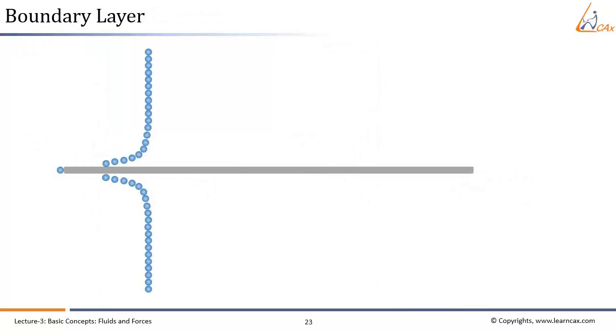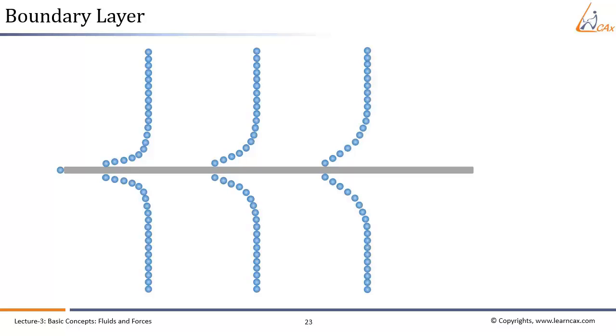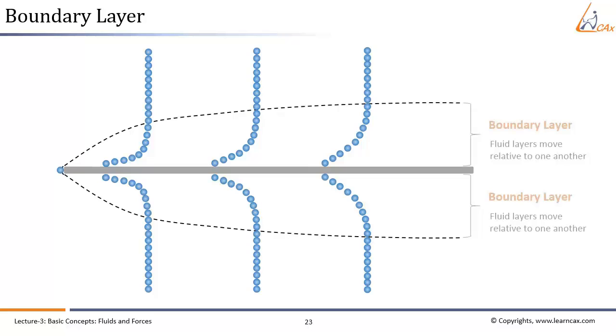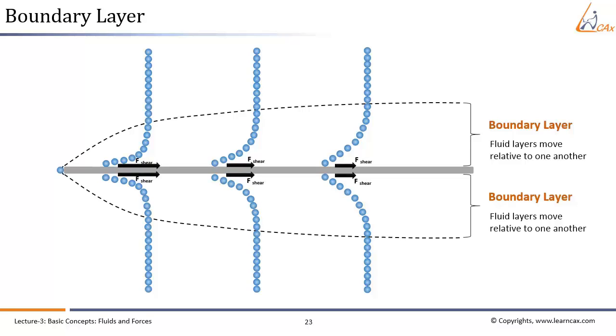This not only happens at the start of the plate, but throughout the length of the plate. The flow region adjacent to the wall, in which the viscous effects are significant, is called the boundary layer. The fluid layers inside the boundary layer move relative to each other, generating an internal frictional force between layers of fluid. The thickness of the boundary layer varies along the plate. The direction of this viscous or shear force is always tangential to the surface.